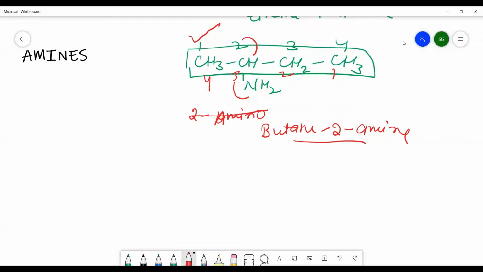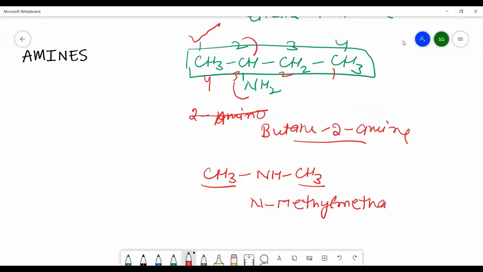Likewise, suppose you have a compound in which substituted amines are present. Substituted amines means, suppose you have a secondary amine. Here both CH3 groups are similar and the CH3 group occupies the position on the nitrogen atom. So it will become N-methyl methanamine. This will be N-methyl and that will be methanamine. So the position is 1, N-methyl methanamine.